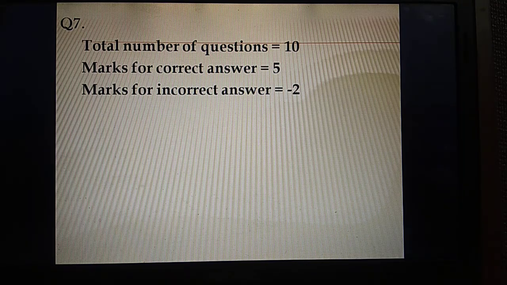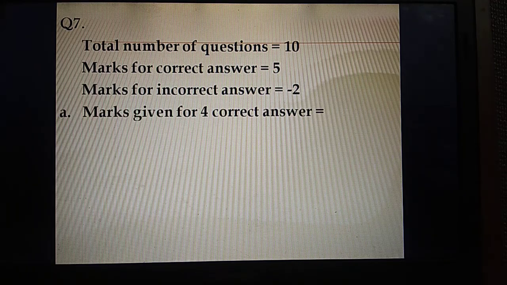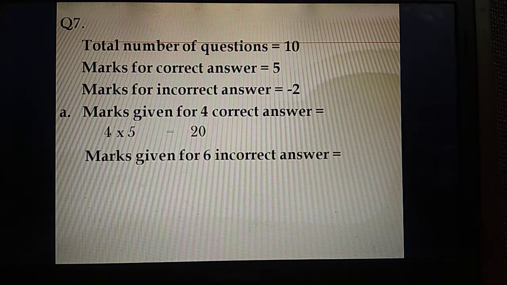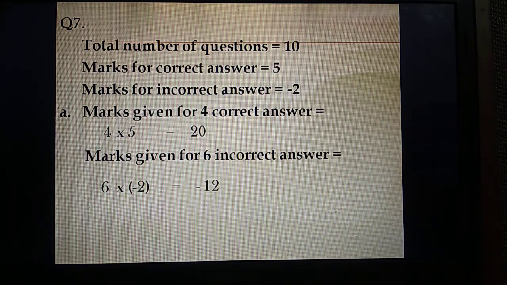Now in the first condition it's given Mohan gets 4 correct answers. So marks given for 4 correct answers will be, for 1 correct answer it's 5. For 4 correct answers it will be, yes, 4 into 5, that is 20. Now and 6 incorrect answers. So for 1 incorrect answer it's minus 2. For 6 incorrect answers it will be 6 into minus 2, that is minus 12.